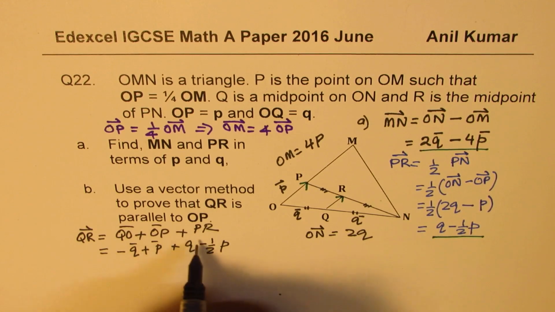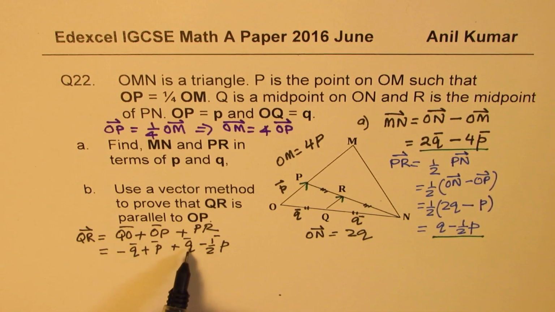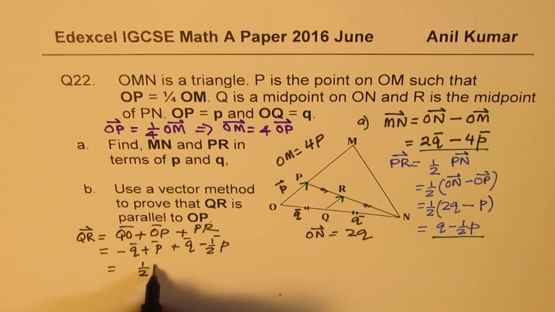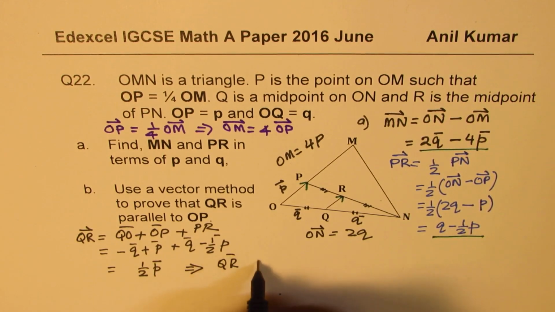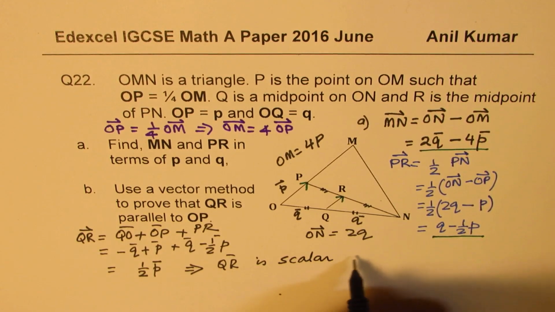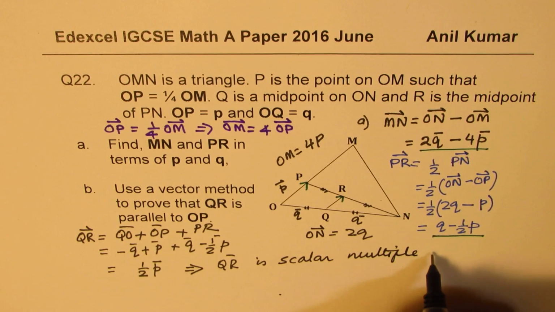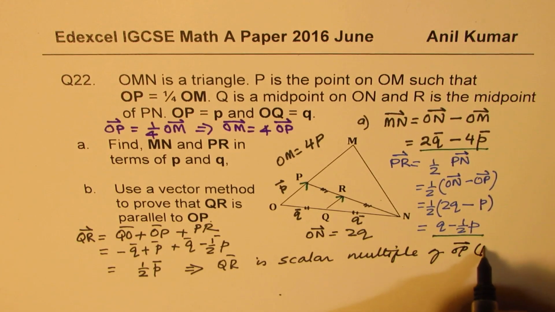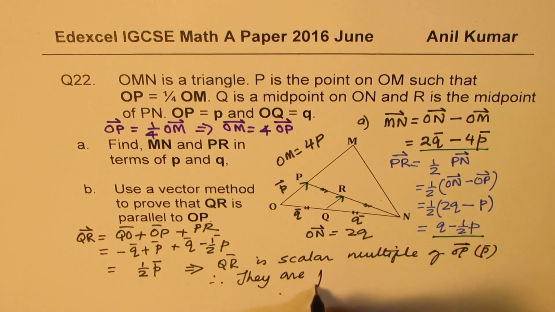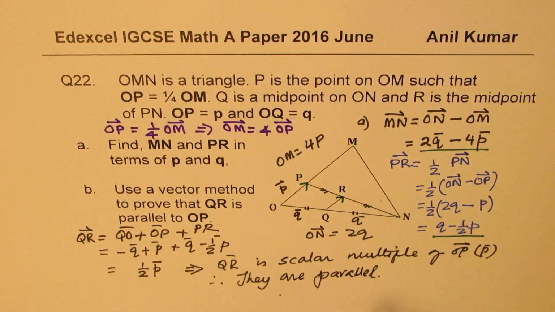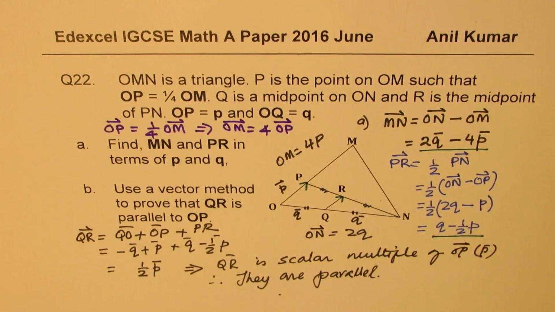Perfect. So these are your vectors. So from here, minus Q plus Q is a zero vector, and P minus half P is equal to half P. Since QR is half P, they are scalar multiples, right? So this implies that QR is a scalar multiple of OP, or you can say vector P. Is it okay? Therefore, they are parallel. Perfect. So that is how we are going to answer this question.